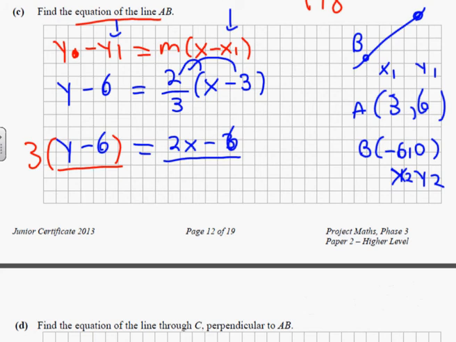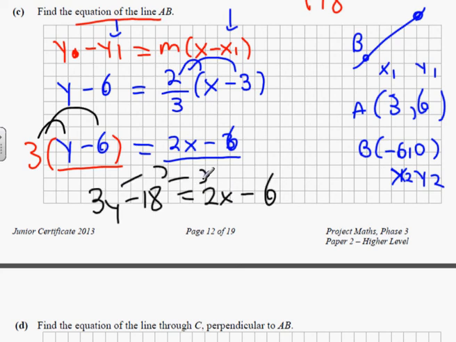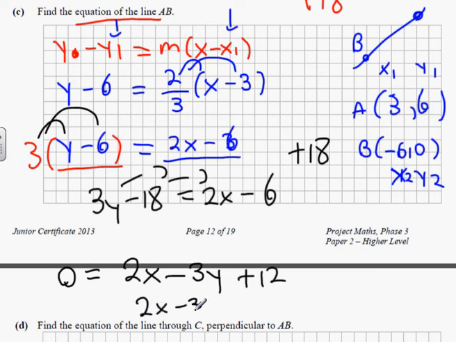Now that that's gone, I'm going to multiply this out. 3y minus 18, 2x minus 6. Bring the 18 and the 3y over the other side: 2x minus 3y, 0 there. What's minus 6 plus 18? Plus 12. See the 0? That can go on either side, so that's your answer there. Any questions?